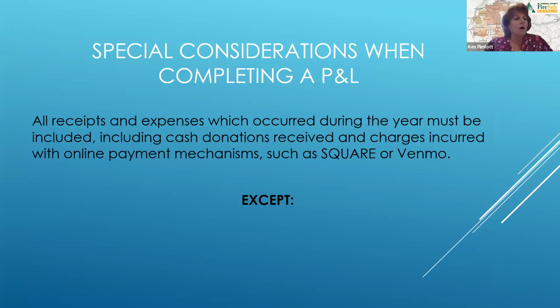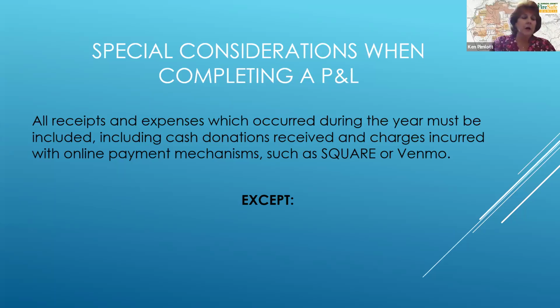So all receipts and all expenses which occurred during the year must be included, with a couple of exceptions that we'll talk about. But that includes cash donations received, charges incurred with your online payment mechanism. I know the Square, I had a Square when I was with Occam, takes 1% or 2% of your sales. Those are charges, those are expenditures that are offset against you. So you would record the full amount of the payment, and then you would record the expense that you're charged by the Square.